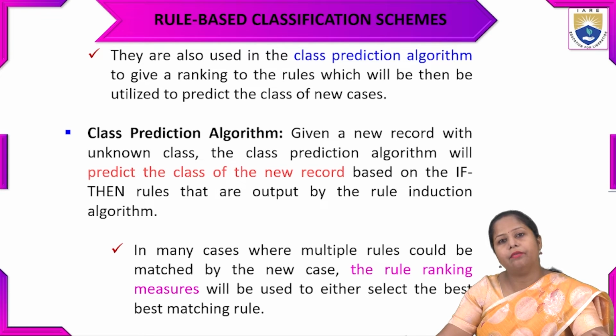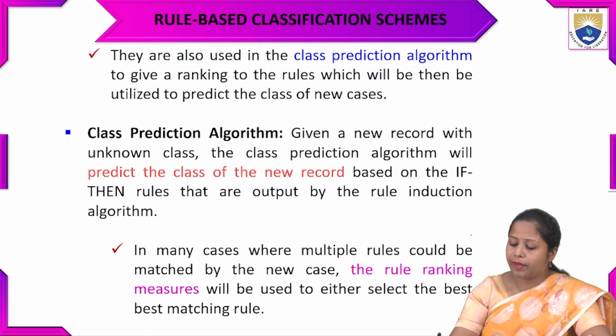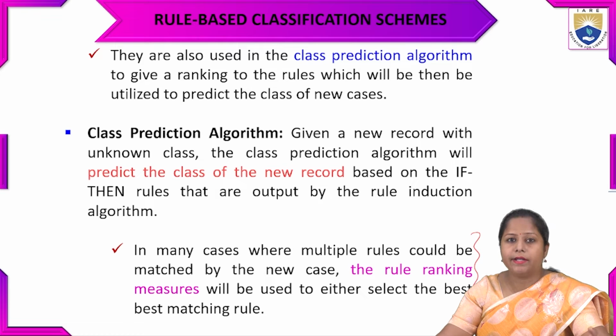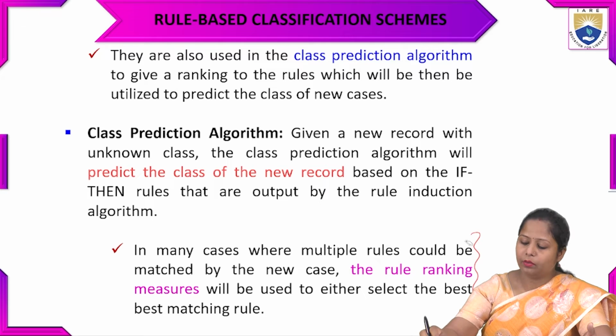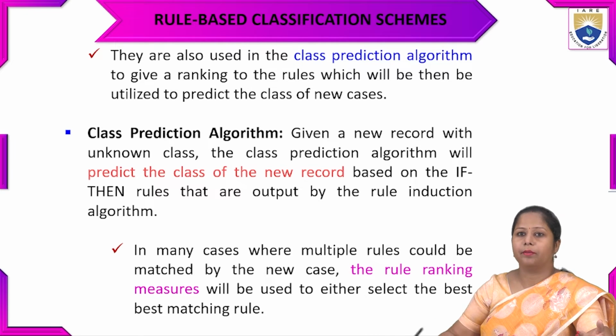So based on the if-then rules that are the output of the rule induction algorithm, some properties are there. In many cases, multiple rules could be matched by the new case, so the new tuple can be matched by the already written rules. But the rule ranking measure will be used to select the best matching rule. So in that also, the best matching rule will be preferred.